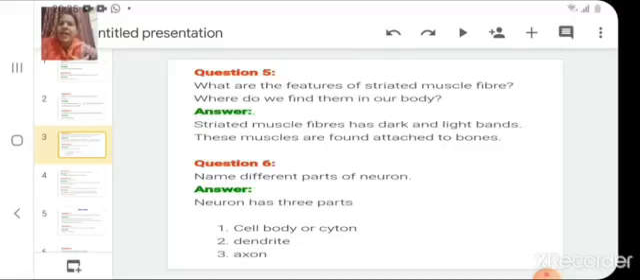These muscles are attached to the bones to facilitate the movement of these bones, or to help in movement of that particular part of the body. Now the next question is, name different parts of neuron.